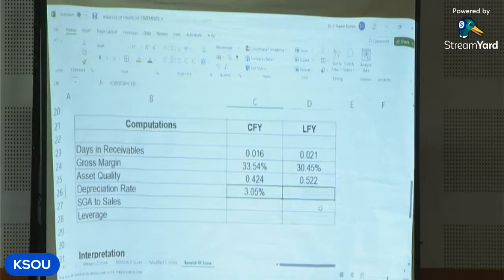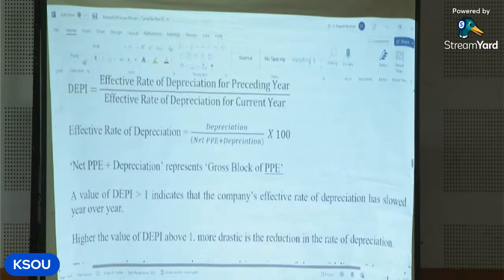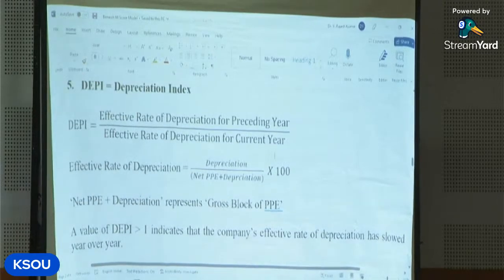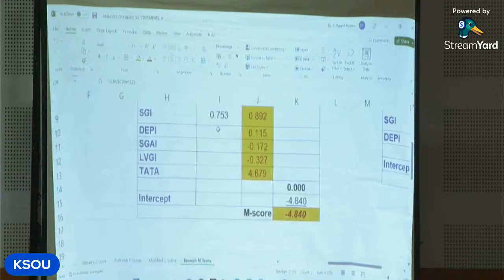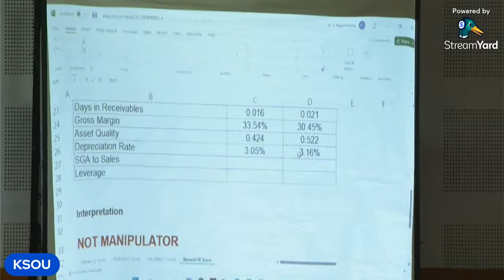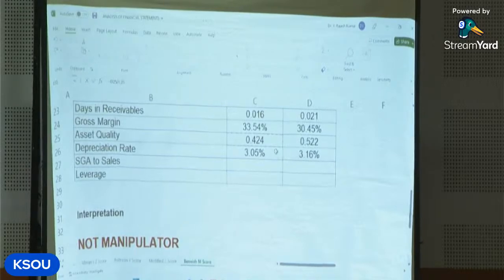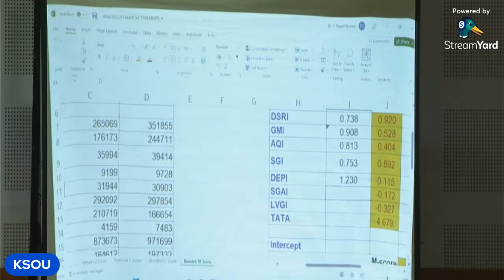divided by depreciation plus net property, plant and equipment. So current rate is 3.05%. Last year it was 3.16%. So what is it asking us to calculate? Take preceding year by current year. Preceding year depreciation rate by current year depreciation. So you get one more number.